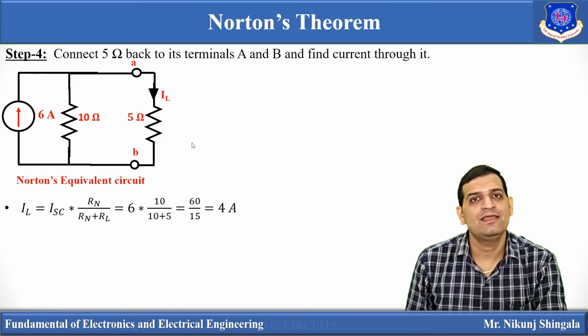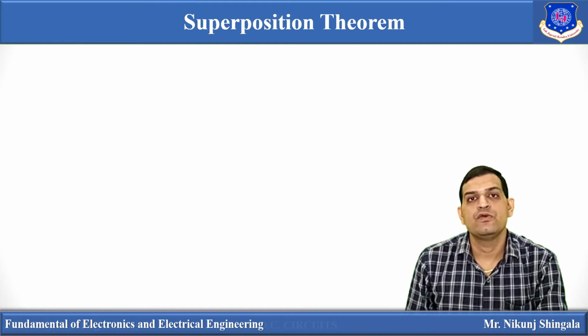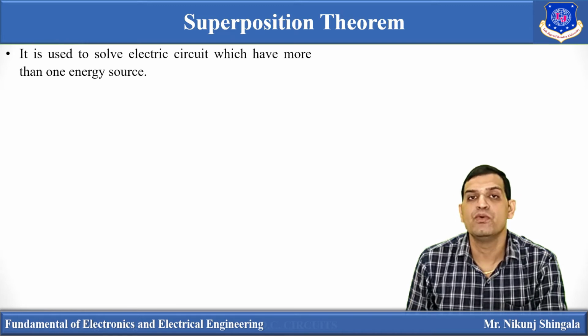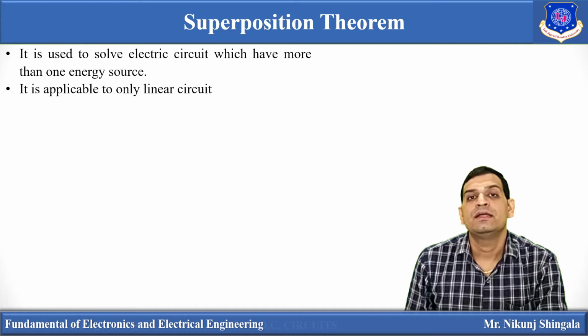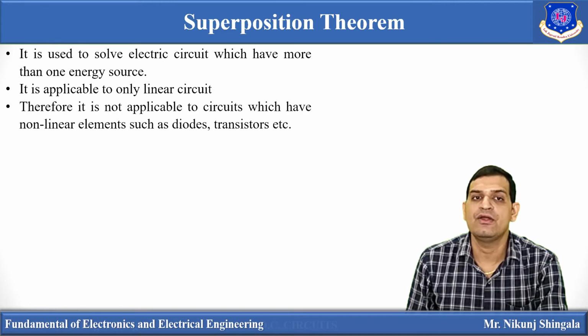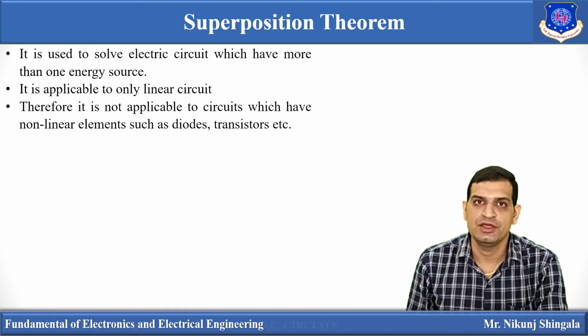Now let us move toward another theorem, that is the superposition theorem. First, the superposition theorem is used to solve an electric network which is having more than one energy source. If the circuit or network contains only one energy source, then we cannot apply the superposition theorem. It has a limitation that it is applicable only to linear circuits, circuits which consist of linear elements like resistance. If the circuit contains non-linear elements like diodes and transistors, then we cannot apply the superposition theorem.